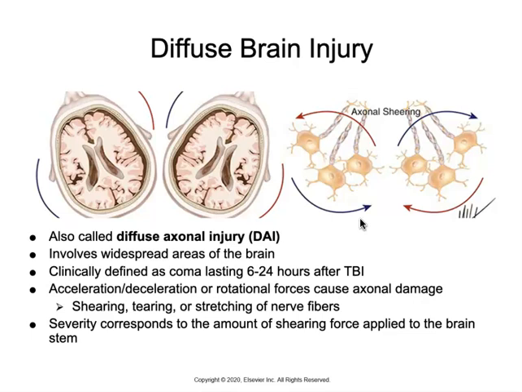Now, a DAI is defined by a coma lasting between 6 and 24 hours, with the severity depending on how much force impacts the brainstem. And recovery is going to vary, and some may face long-term cognitive and motor impairments. So this kind of closes out our primary brain injury. Let's move on into secondary brain injuries.